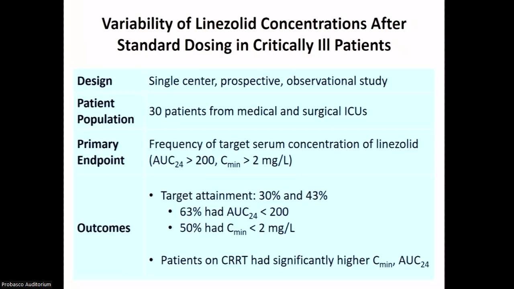In regards to patients on ECMO, these patients exhibited high rates of underexposure, with 5 of the 7 patients that they included having 24-hour AUC values less than 200 and trough values less than 2. But patients on CRRT were seen to have significantly higher trough values as well as AUC values.